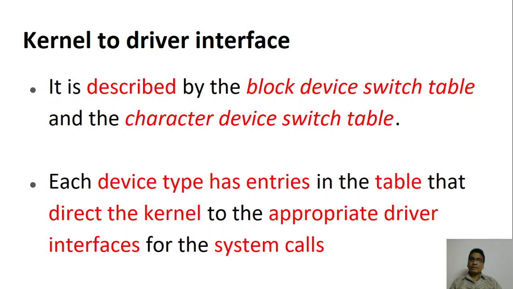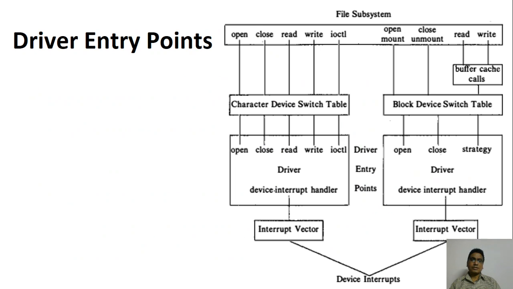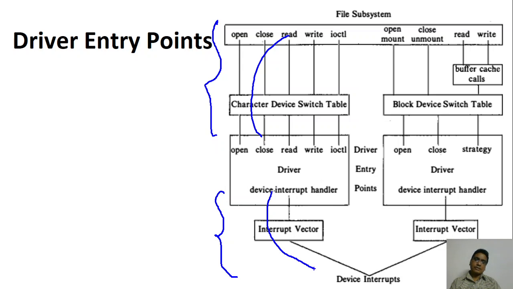Okay. Now when we look at the interaction between the kernel and the driver, there are two interfaces that come into picture. One is the interface that the kernel has with the driver, and the other one is the interface that the driver has with the device. So the kernel interacts with the driver, and the driver has one more interface to the devices.